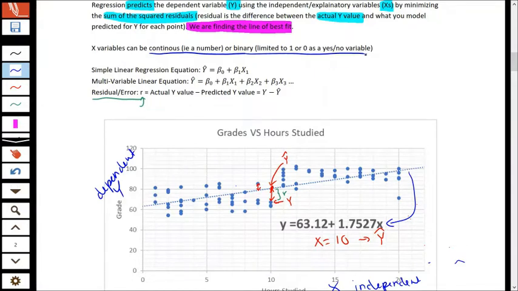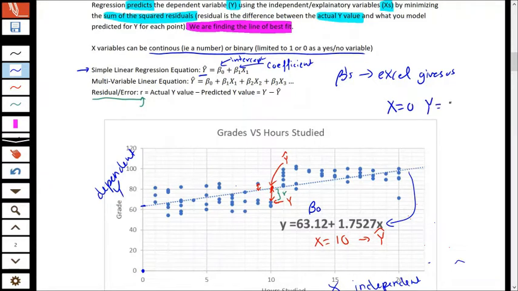When we run a linear regression, so this situation here, grades versus hours studied, this would be a simple linear regression. We try to predict y by using beta naught, which is the intercept, and then beta 1, which is our coefficient. The betas are what Excel gives us. So here, when we see this equation, y equals 63.12 plus 1.7527x, this is telling us that the intercept, beta naught, is 63%. Even if you studied 0 hours, even if x was 0, the y value you would get would be 63.12. You could get a 63% on this test even if you studied nothing at all.